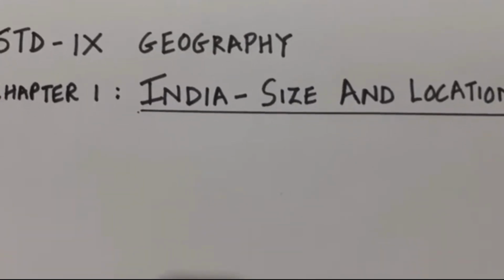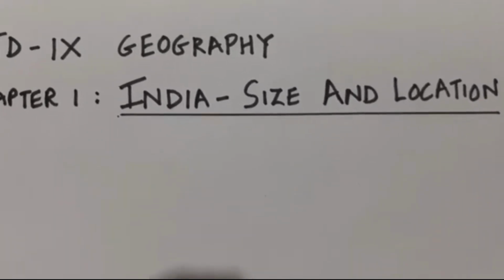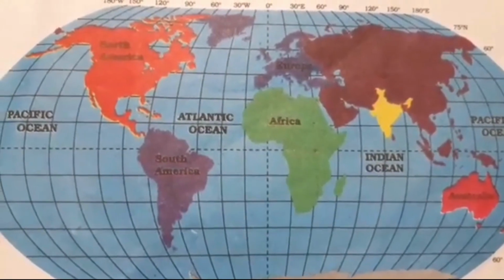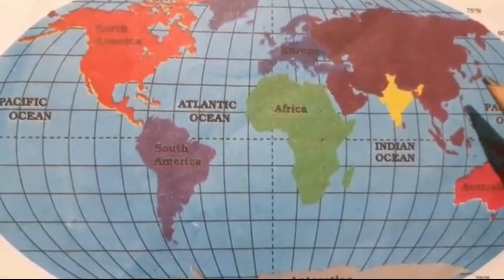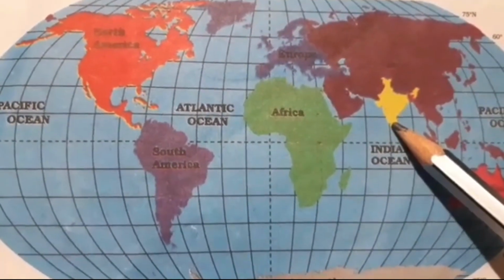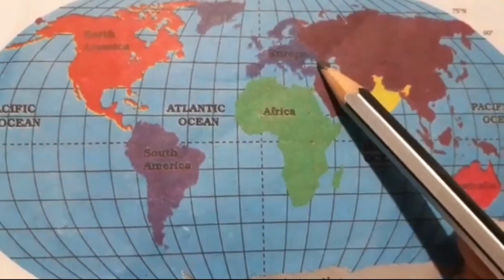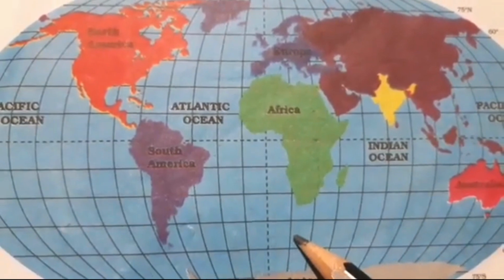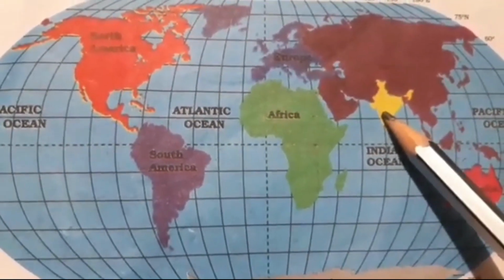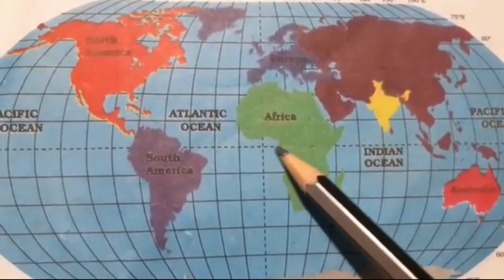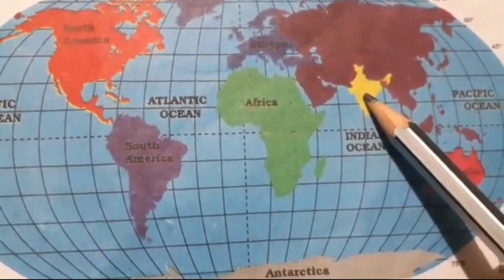So students, ninth geography is all about geography of India. After a brief introduction of India, let us understand the location of India in the world map. The globe can be divided into the northern hemisphere and the southern hemisphere, and India lies in the northern hemisphere because this region is above the equator. So India lies in the northern hemisphere.